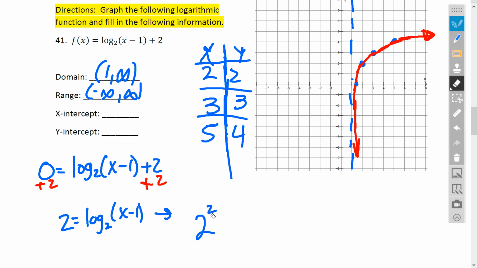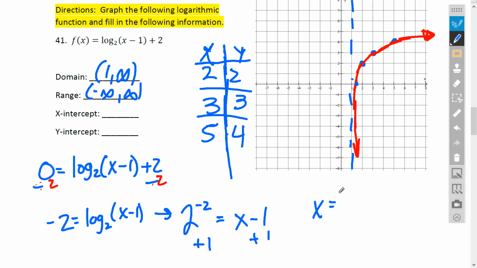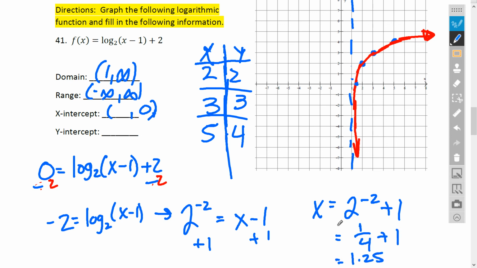Oh, sorry, I was supposed to subtract 2 here. Let me fix that. So minus 2 on both sides. So 0 minus 2, that's negative 2. Switching this to exponent form, I get 2 to the negative 2 is equal to x minus 1. Add 1 to both sides. So my x value of my x-intercept, which is where the y coordinate is 0, is 2 to the negative 2 plus 1. Okay, so that's 1 over 4 plus 1, so 1.25.